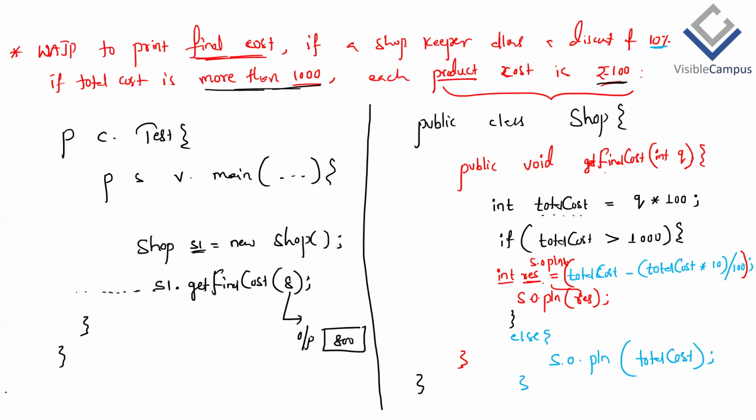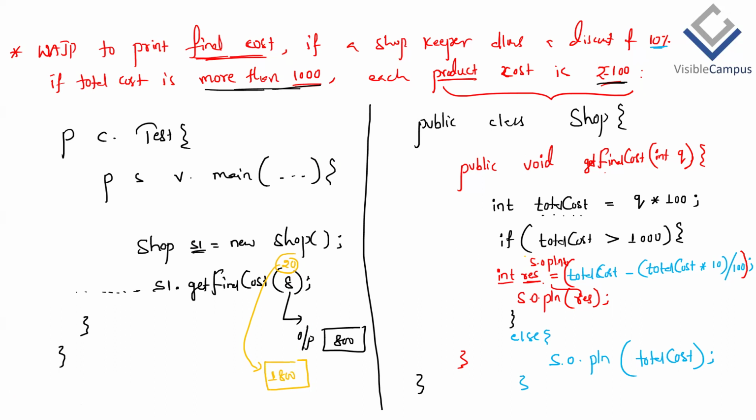Correct? If we give some different inputs, for example 20, what's the output? For 20, we get 20 into 100, which is 2000. Then a 10% discount. How much? 1800 is the output we are going to get. Correct? Yeah, so that is how our logic will work.